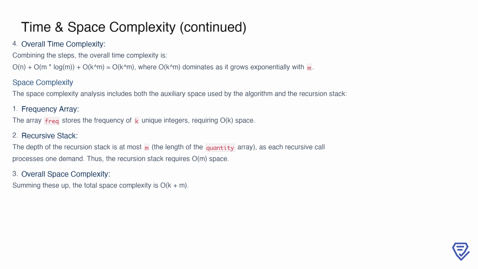Shifting our focus to space complexity, we account for the auxiliary space used by the algorithm and the recursion stack. The frequency array stores the counts of k unique integers, requiring O(k) space. Additionally, the depth of the recursion stack is at most m, as each recursive call processes one demand. This means the recursion stack requires O(m) space. When combined, the total space complexity of the algorithm is O(k + m).